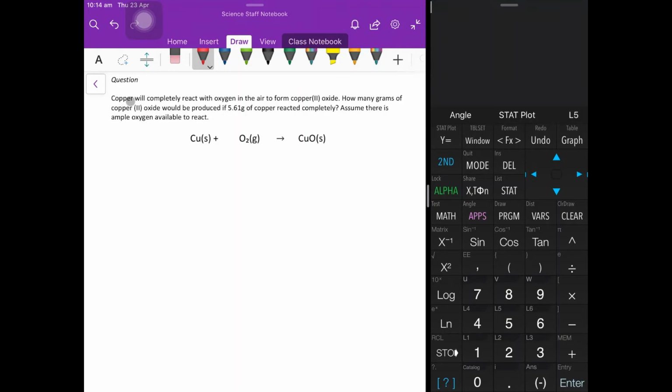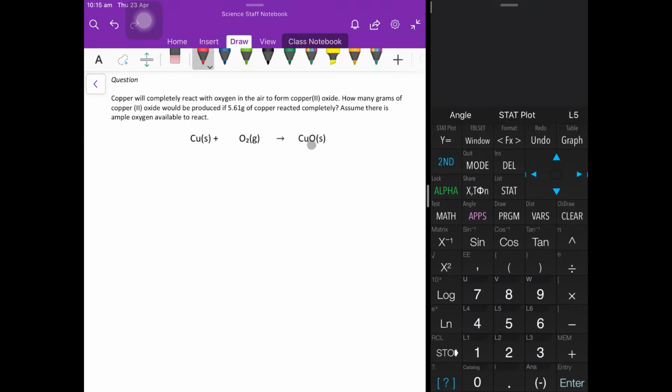The question says, copper will completely react with oxygen in the air to form copper(II) oxide. How many grams of copper(II) oxide would be produced if 5.61 grams of copper reacted completely? Assume there is ample oxygen available to react. Here's our chemical equation. Copper plus oxygen reacts to form copper oxide. The question is asking us to calculate how many grams of copper(II) oxide would be produced.